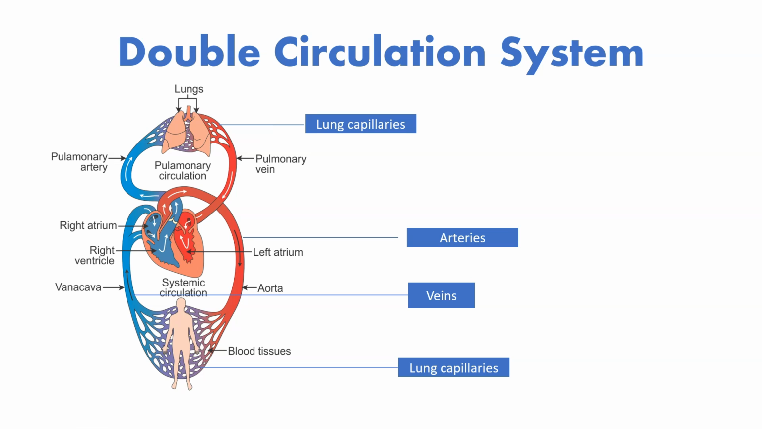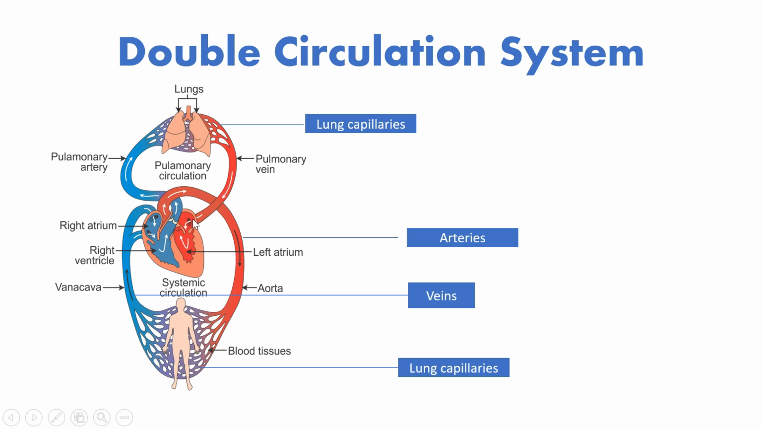So the double circulation system gives you a much better idea of how blood moves through the body. The center organ here is the heart. On the top we have the lungs, and on the bottom we have the body tissues. As I mentioned earlier, we have these pulmonary veins. You may be thinking, why would oxygen-rich blood be entering through the veins?